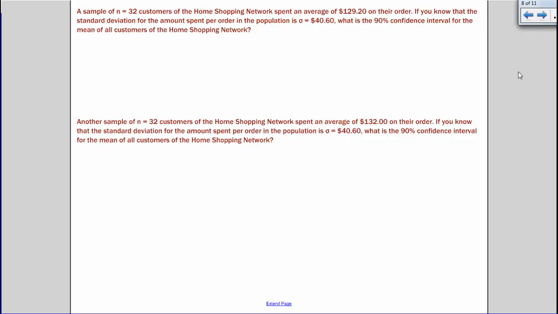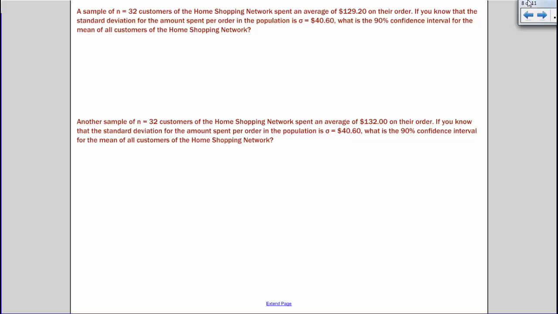Okay, so if we're looking at a sample of 32 customers from the home shopping network, and that sample spent an average of $129.20 on their order, and you know that the standard deviation for the amount spent per order in the population of home shopping network customers is $40.60, what is the 90% confidence interval for the mean of all customers of the home shopping network? So in other words, we want to have some sort of range of values that we're 90% confident that the population mean falls into.